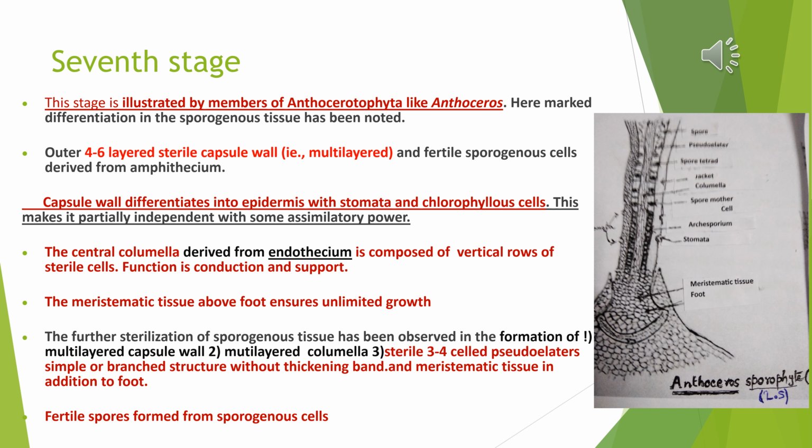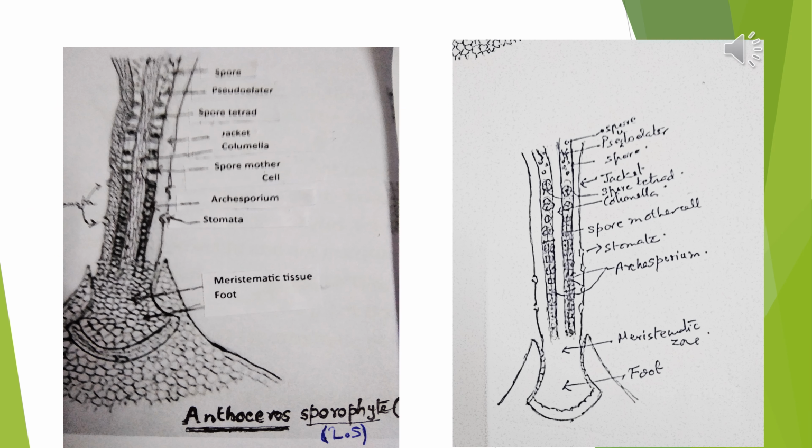Summary. 7th stage. Example Anthoceros of the Anthocerotopsida. Labelings of Anthoceros sporophyte shown previously from top to bottom: 1. spore, 2. pseudoelater, 3. spore thread, 4. jacket or capsule wall, 4 to 6 layered, 5. columella, 6. spore mother cell, 7. archesporium, 8. stomata, 9. meristematic zone, and 10. foot.